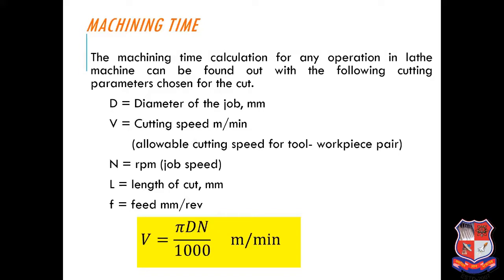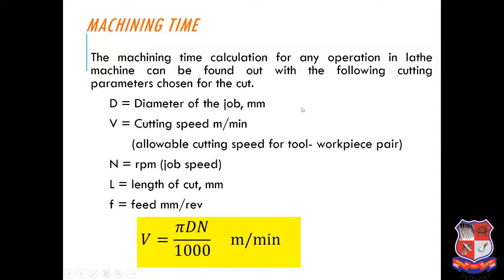The machining time calculation for any operation in a lathe machine can be found out with the following cutting parameters chosen for the cut. In a lathe machine, D expresses the diameter of the job, V expresses the cutting speed in meter per minute. The formula for V is V = πDN/1000 meter per minute, where N is the RPM, or you can say the job speed, L is the length of the cut, F is the feed expressed in millimeter per revolution.